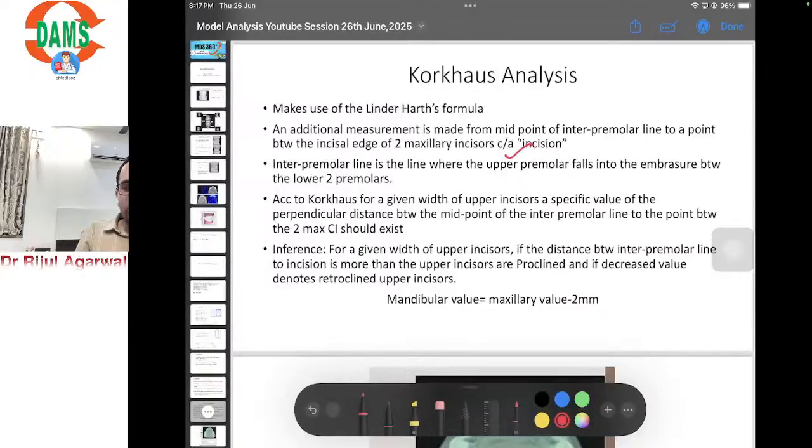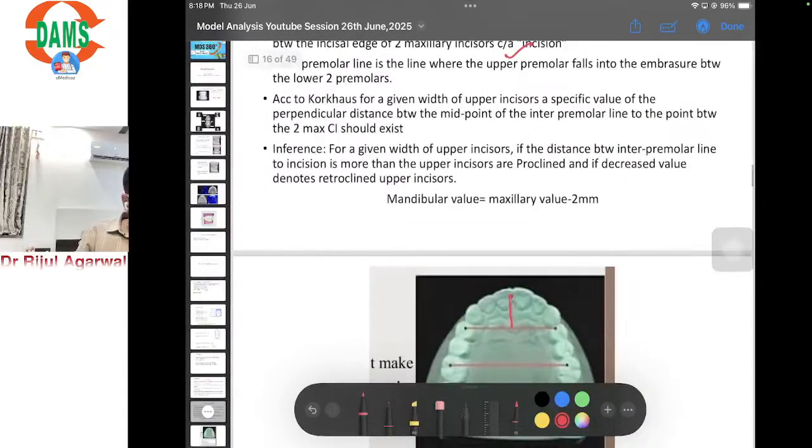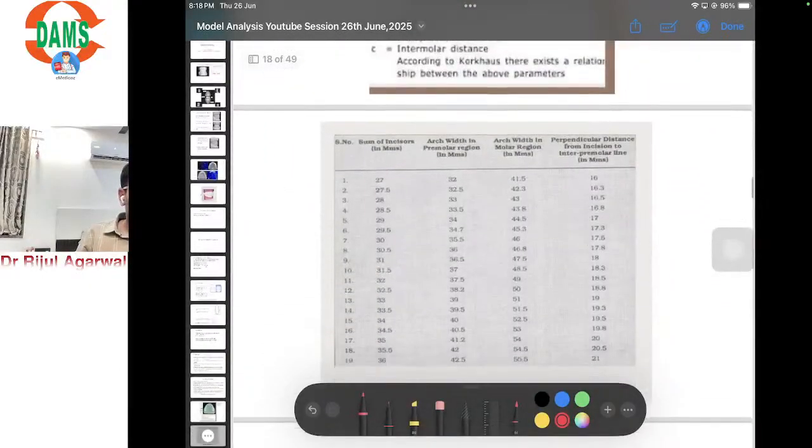Okay, and similarly to Pont, he took the sum of width of upper incisors. So he said that the interpremolar and the intermolar width, and the length of this line, have a specific relationship with the sum of incisors. For that specific relationship, he gave us this table. Okay, you don't need to memorize this table. This is a specific table given in the literature. You just need to look it up.